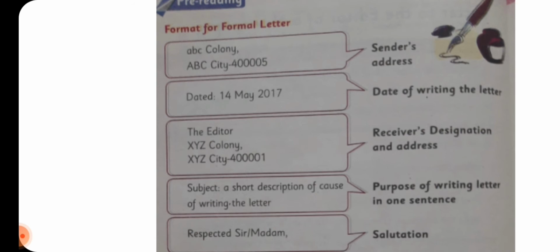Now you see that in the sender's address you write ABC colony, whichever colony it is, and then you put a comma, and then you write the name of the city. Then you say dated, followed by a colon, like two dots, and then you mention the date. Then when you are writing the receiver's designation and address, you say the editor, then there is no comma, then which colony or area he belongs to, you write the name of that, and after that you put a comma, and then the name of the city.